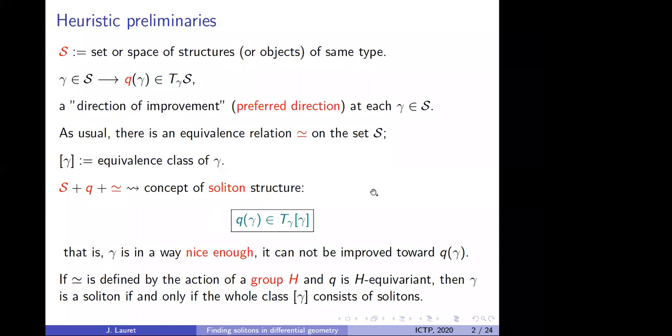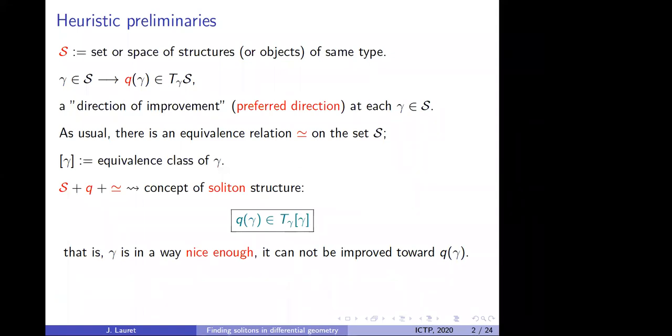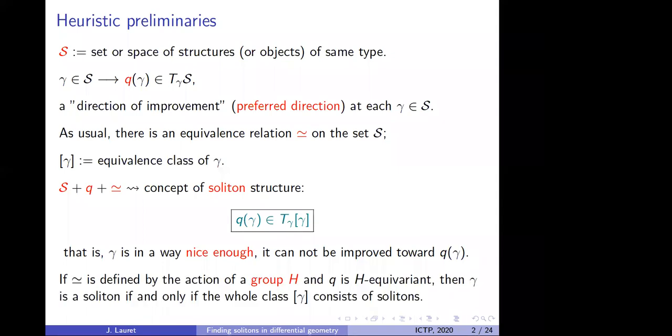What we are saying is that the structure is nice enough, in the sense that the direction toward which it is supposed to improve is tangent to its equivalence class, okay? So it cannot be improved from this point of view. And usually the equivalence class is given by the action of a group, and if Q is H-equivariant, which we will assume always, then the structure is a soliton if and only if the whole class consists of solitons.